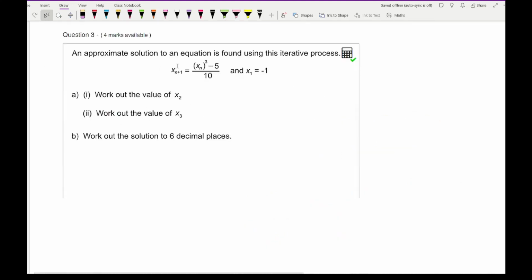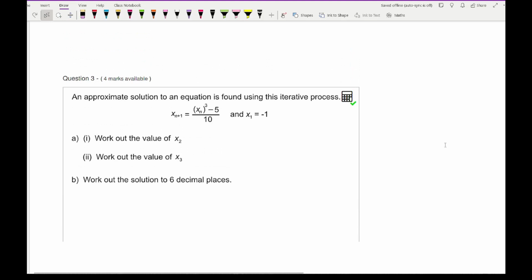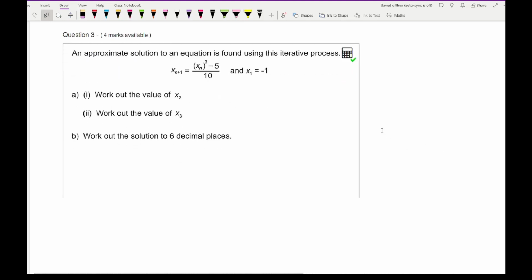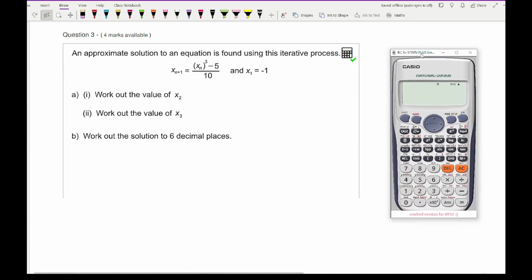So it says an approximate solution to the equation is found using the iterative process, and we've got a formula where x1 equals minus 1. And the question is asking me, first of all, to find x2, x3, and then give the solution to 6 decimal places. So again, if I get the calculator back up again. So again, enter the first value, which is minus 1, press equals. Then enter the formula, so I put bracket, ans, close bracket, and then cubed.